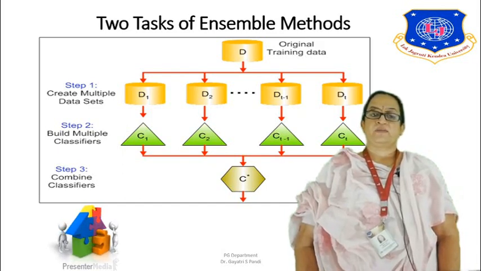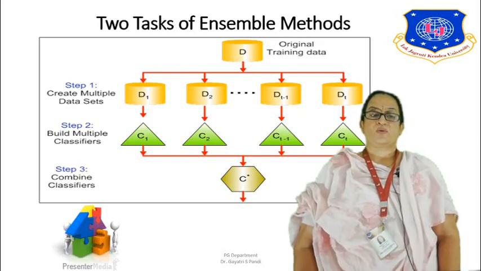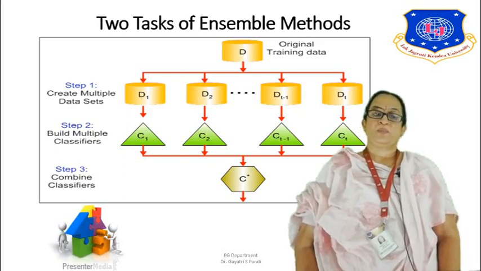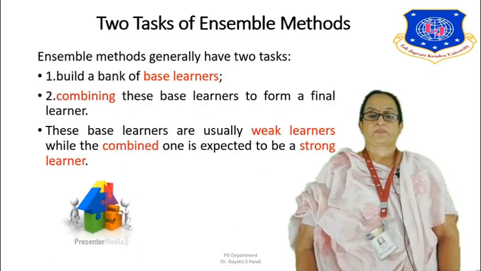And D1 is given to one of the classifiers, D2 is given to another classifier, and so on. So step 2 is you're trying to build a classifier based on that particular data set that is given. And then finally you combine all the classifiers. So this is basically a more important task of ensemble methods.